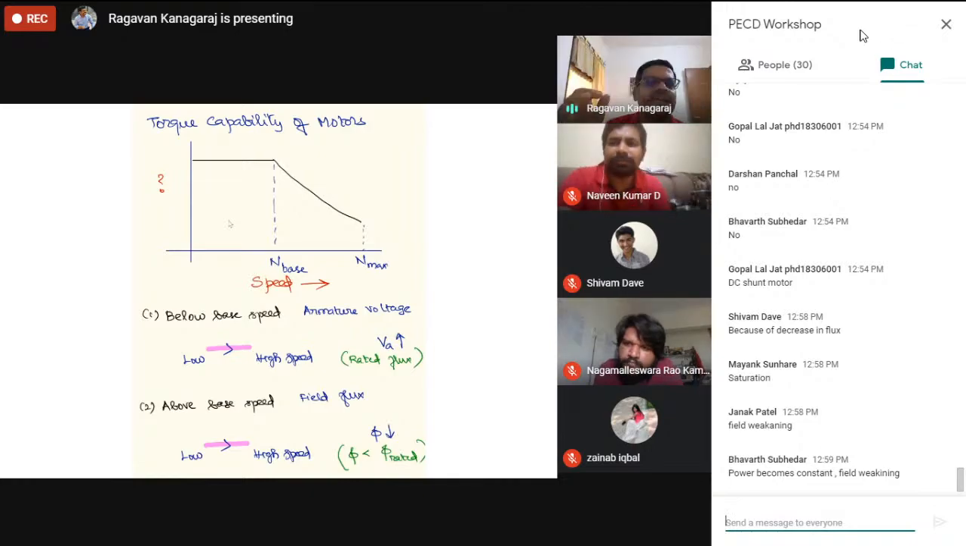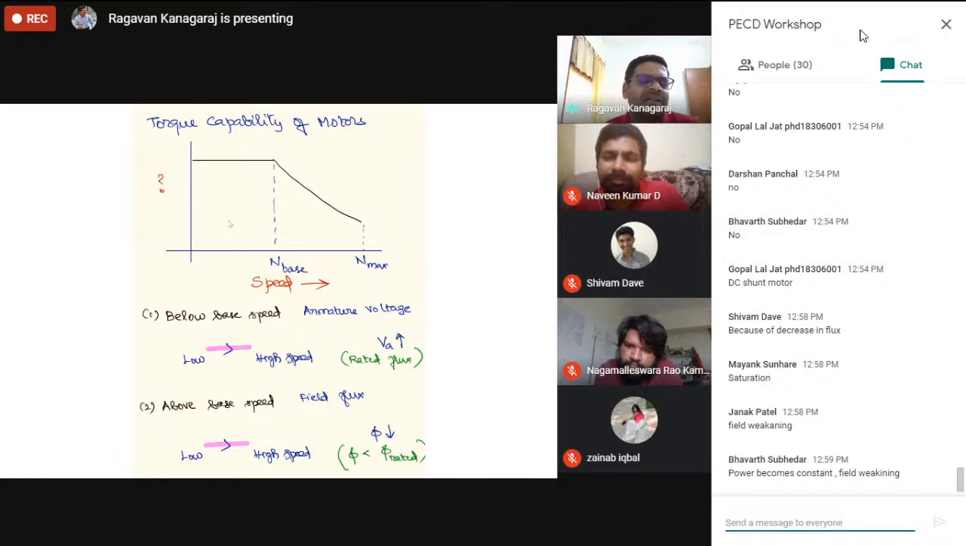If it is a 50 ampere machine, 50 ampere we can still inject, but we have reduced the flux by 10%, only 90% is there, therefore maximum torque reduces. If you still want to go for very high speed, then you reduce the flux by another 10%. Now the flux is only 80%, but the winding can still carry 50 ampere. Therefore maximum torque at higher speed keeps on decreasing because of reduction in flux.